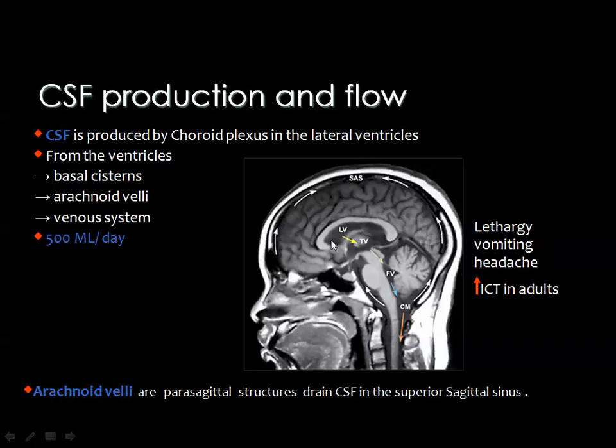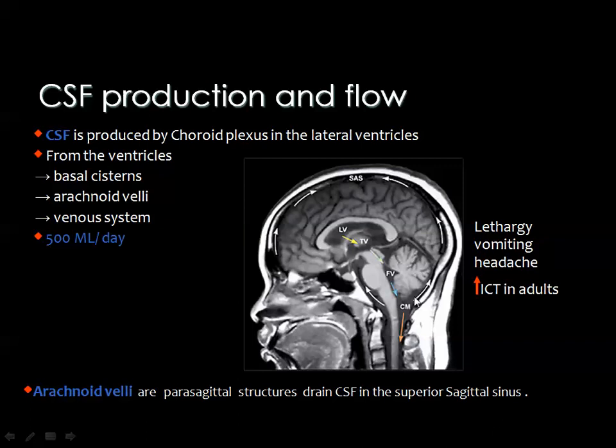Then it flows into the third ventricle through the foramina of Monro, and through the aqueduct of Sylvius, the CSF flows from the third to the fourth ventricle. Then through the outlet foramina of the fourth ventricle, most of the CSF passes into the subarachnoid space around the brain, around the cerebral hemispheres as well as the cerebellum. Then some of the CSF will go inside the spinal canal.